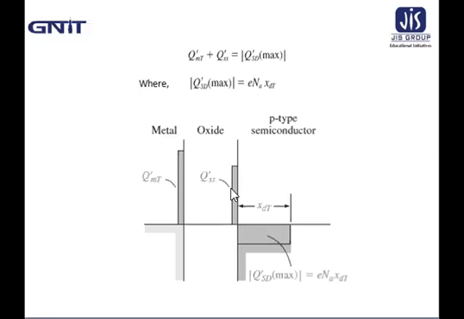Even though we are assuming that the surface has been inverted, we will neglect the inversion layer charge at the threshold inversion point. Now from the conservation of charge, we can write that Q prime MT plus Q prime SS equals the modulus of Q prime SD max, where Q prime SD max equals e N A x dT. Here the charge is shown in this figure, that is Q prime SD max equals e N A x dT.